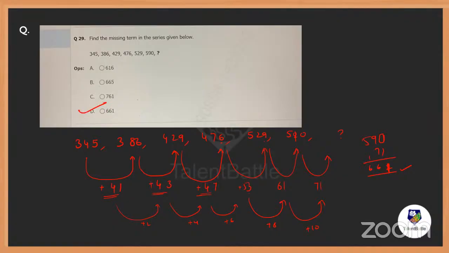Now, you actually need not do this one also. You can say plus 41, plus 43, plus 47. By now, you should understand that these are prime numbers. Everybody clear?